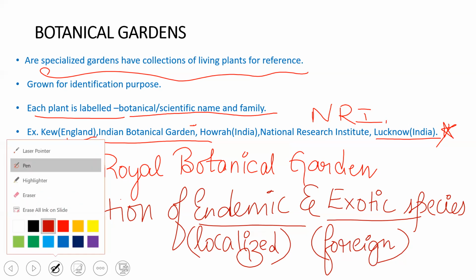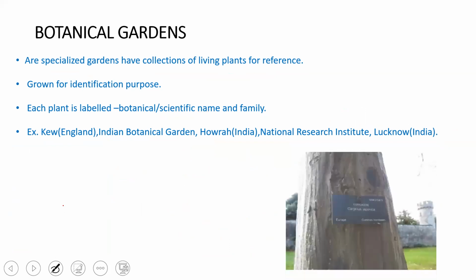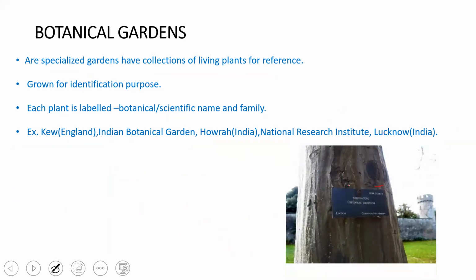Now there's a picture. Yes, you can see the tree. On the tree, the labeling has been given with regard to the plant name and the place, and also the family has been mentioned here.